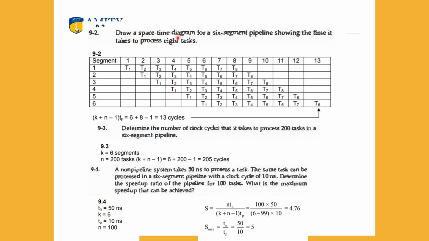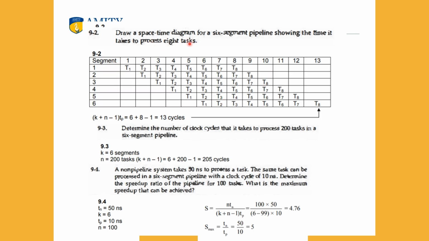In this we have to draw the space-time diagram for a 6-segment pipeline showing the time it takes to process 8 different tasks. Since the pipeline is 6-segment, we will have 6 segments over here. It is performing 8 different tasks. So at the first time it will be T1. At time 1, at segment 1, T1 will be performed. Then at time 2, T1 will reach its second stage, and T1 of the second task will be fetched. Accordingly we can perform the instructions.